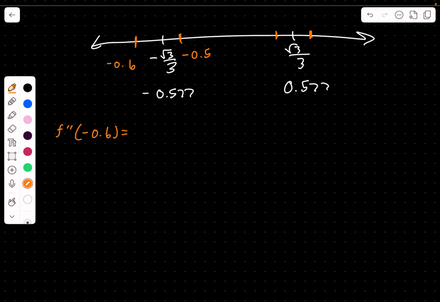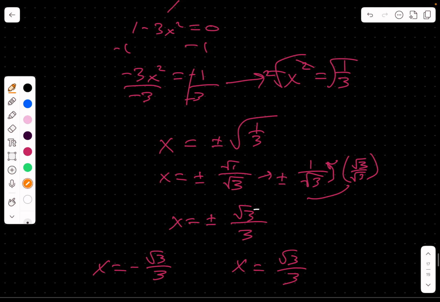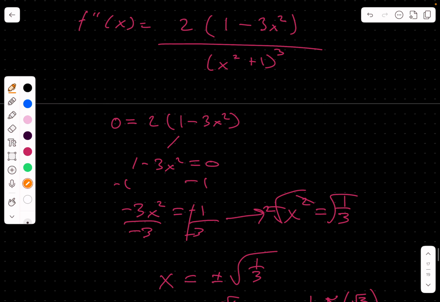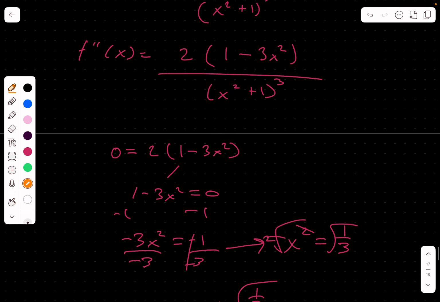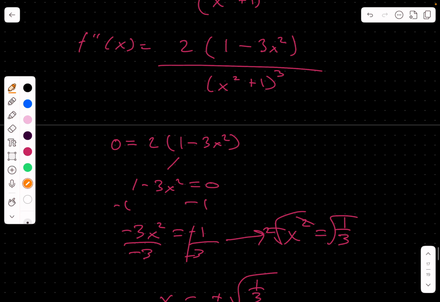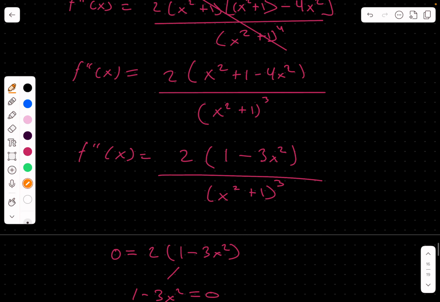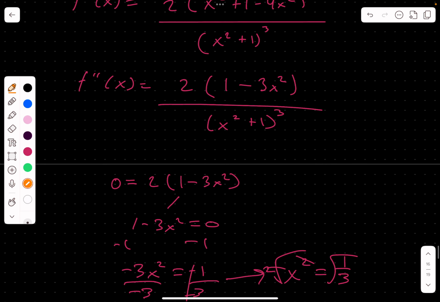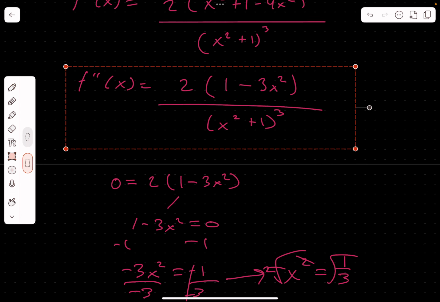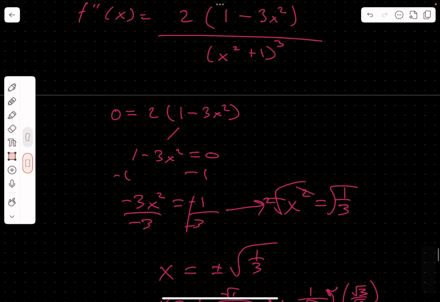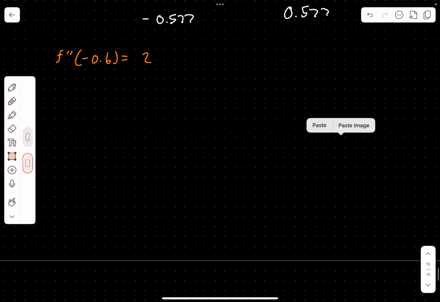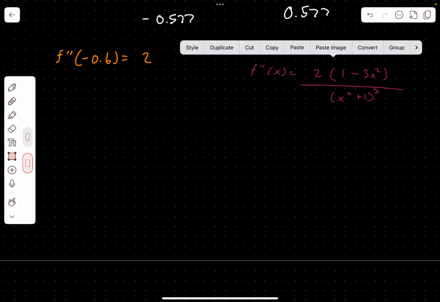equals, well, what was our second derivative? A freaking mess, right? 2, let's see. I don't even remember it. Okay, yeah, we're good. Okay, so this is our second derivative. Let's copy and paste it so we can actually plug it in nicely.